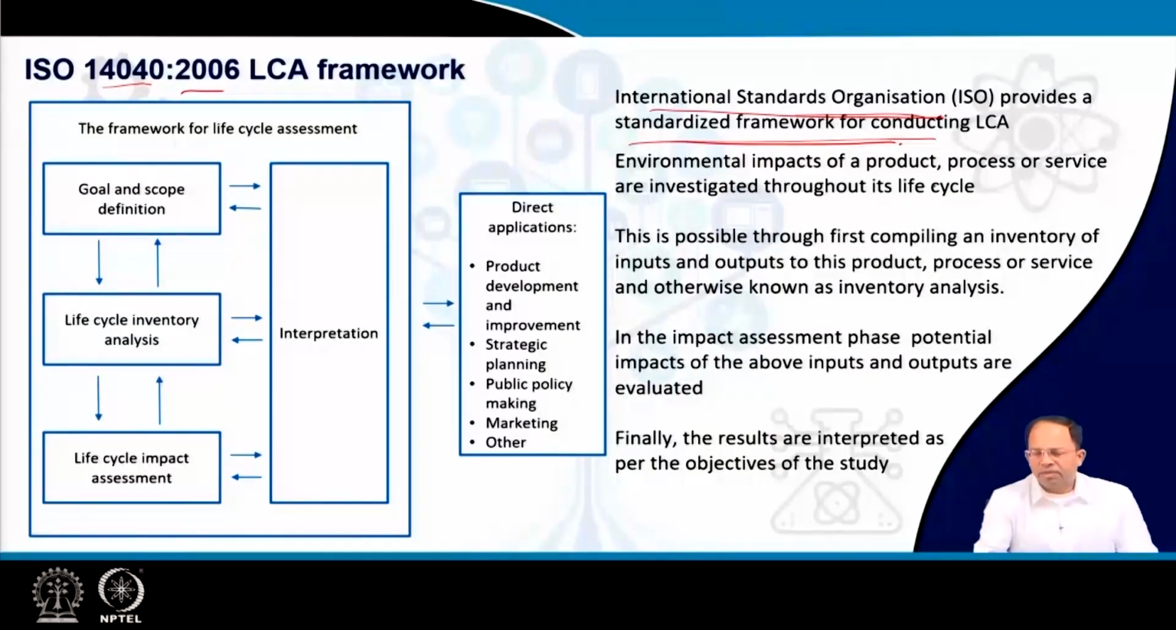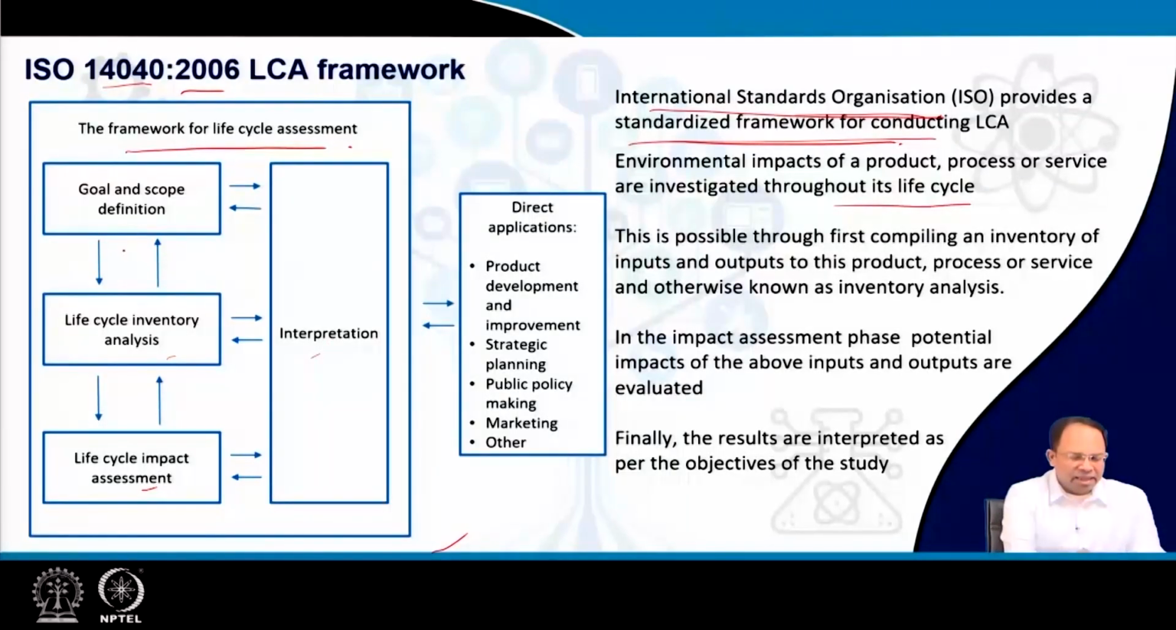So environmental impacts of a product, process or service are investigated throughout its life cycle in LCA. So how do we do that? To do that, we follow certain steps. In this particular image, you can see the steps which are listed in the framework for life cycle assessment as given in the ISO guidelines. What are the steps? The first step is goal and scope definition. The second step is life cycle inventory analysis. The third step is life cycle impact assessment, and finally interpretation.